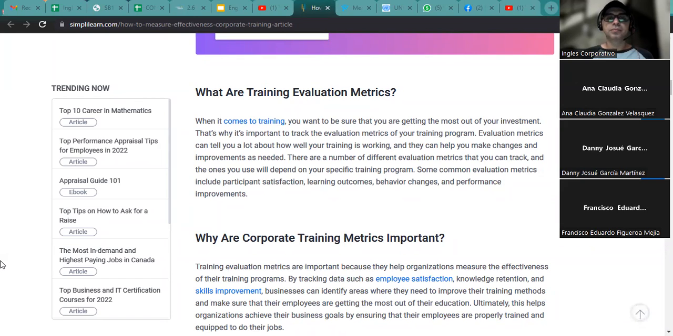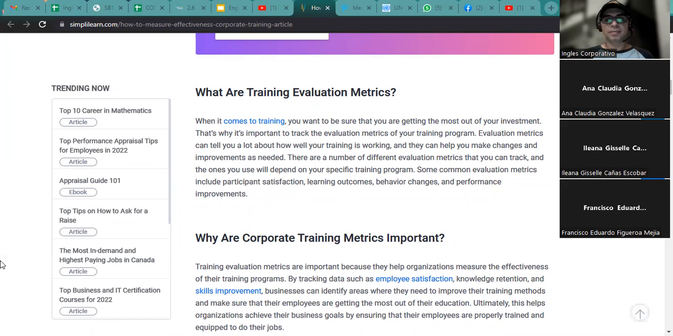Okay. What are training evaluation metrics? When it comes to training, you want to be sure that you are getting the most of your investment. That's why it's important to track the evaluation metrics of your training program. Evaluation metrics can tell you a lot about how well your training is working, and they can help you make changes and improvements as needed. There are a number of different evaluation metrics that you can track, and the ones you use will depend on your specific training program. Some common evaluation metrics include participant satisfaction, learning outcomes, behavior changes, and performance improvements.